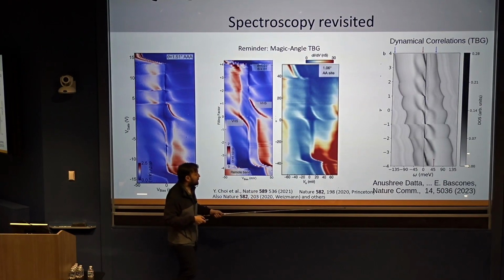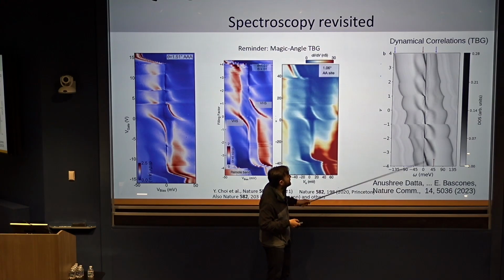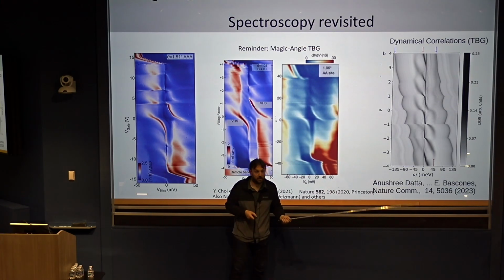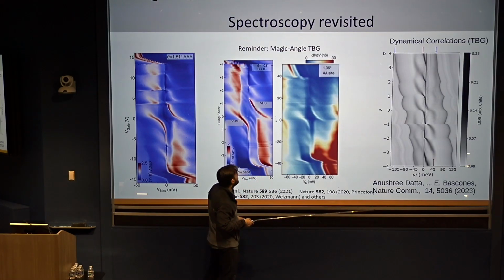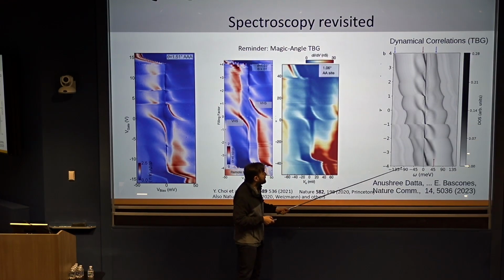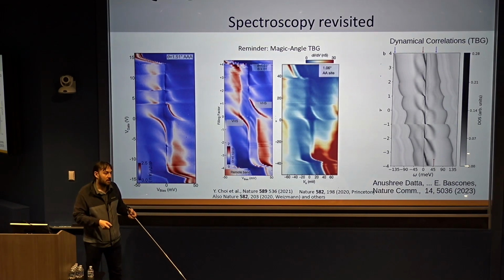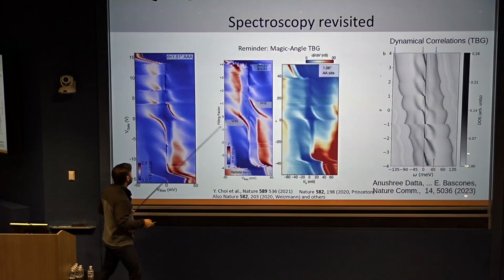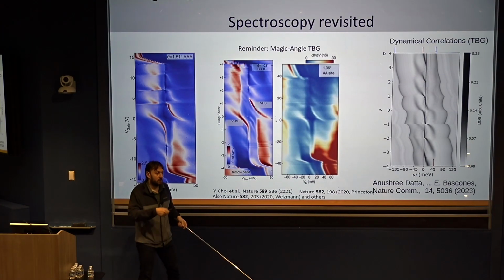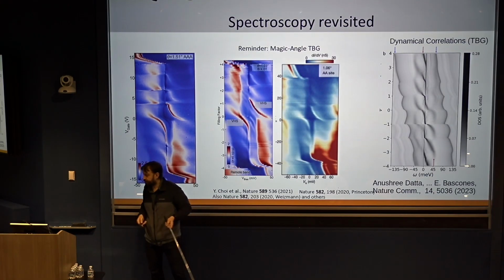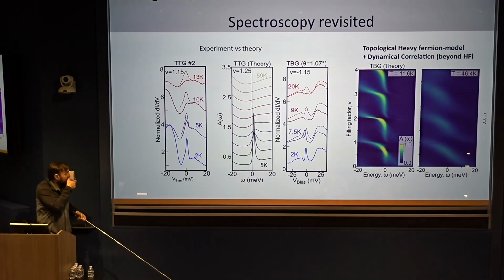Here's an example from Lena Bascone's group, where she also sees these peaks near 0 density of states, and there could be all kinds of details that are different. But essentially, if you go beyond Hartree-Fock, you get these resonances close to 0 fairly naturally, regardless of which particular model you take.